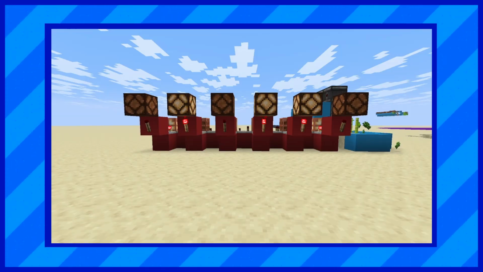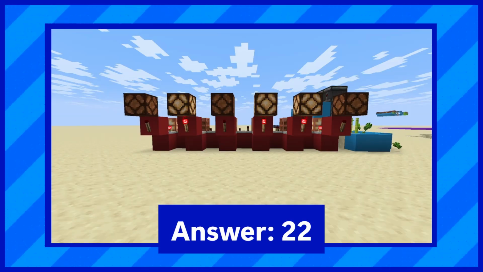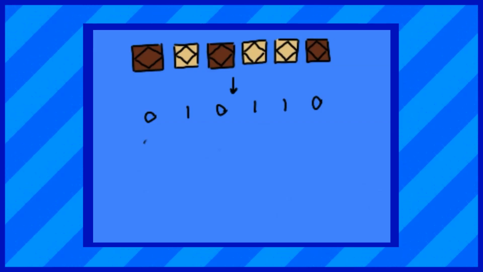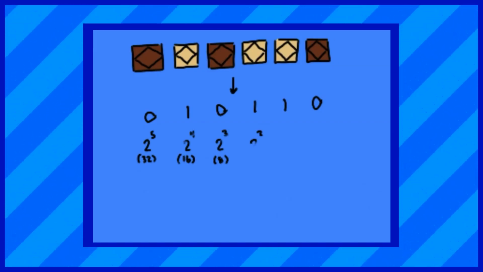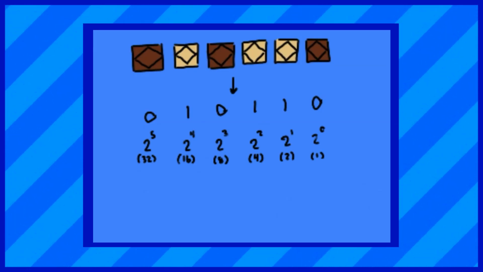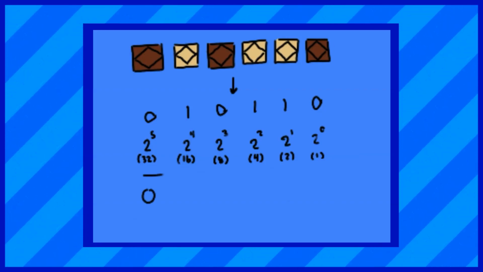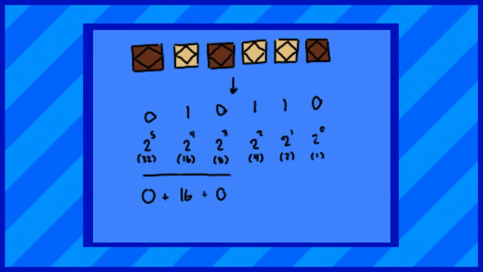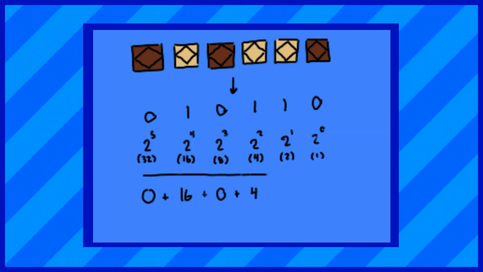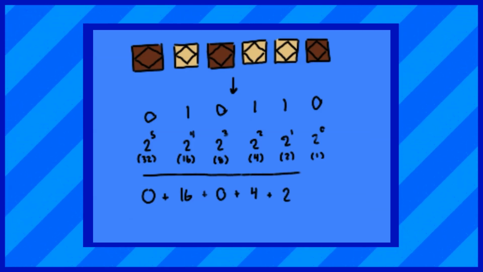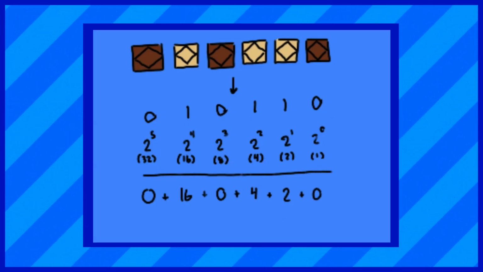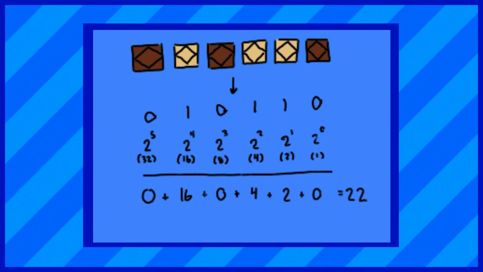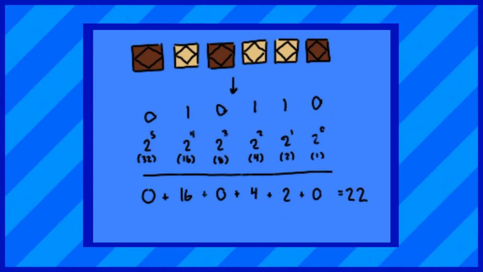Alright, got your guess? The answer would be 22. You can get this by multiplying each digit by their respective powers of 2, then adding them up like I mentioned earlier. In this case, it would be 0 times 1, or 2 to the 0, 1 times 2, 1 times 4, 0 times 8, 1 times 16, and 0 times 32, all added up, which, if you work it out, would be 22.